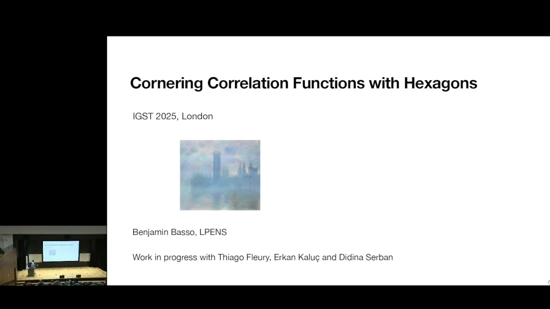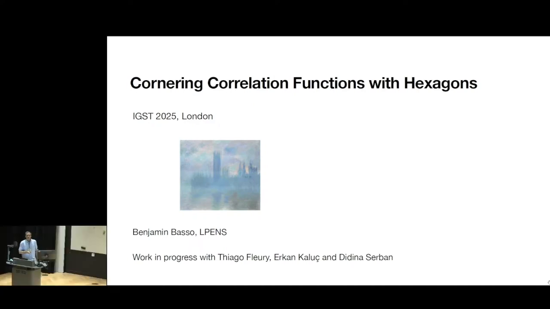So today I'd like to talk about some work in progress with Thiago Fleury in Brazil, Erkan Kalous, my student from Paris, and Didier Nasserman, about the behavior of correlation functions in planar N=4 super Yang-Mills using our favorite method, which is hexagons. So we'll say a few words about hexagons, but very quickly, and hopefully try to say something about some general properties they may have at finite coupling in some kinematics.